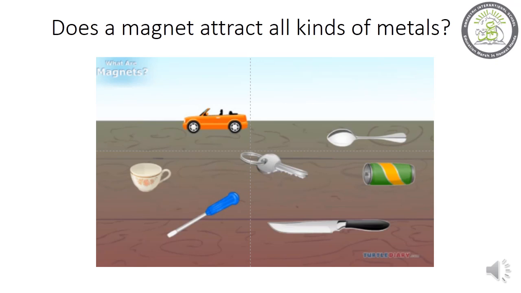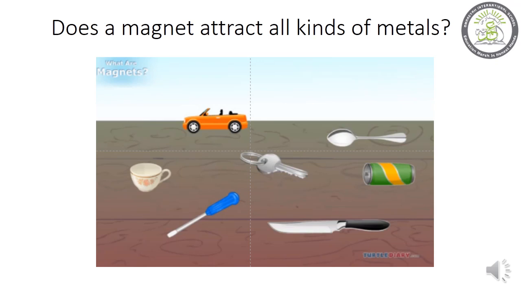So, what do you think? What is the answer for this question? Does a magnet attract all kinds of metals? The answer is no, it can't attract all the metals. Gold, silver, copper can't be attracted by the magnet. So, mainly it attracts iron, and it can attract others like cobalt and nickel.